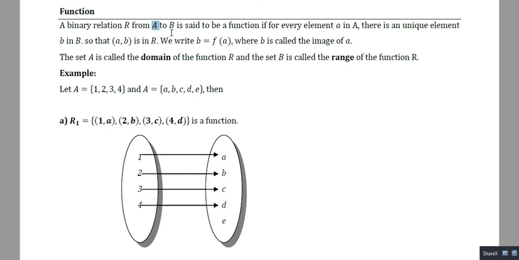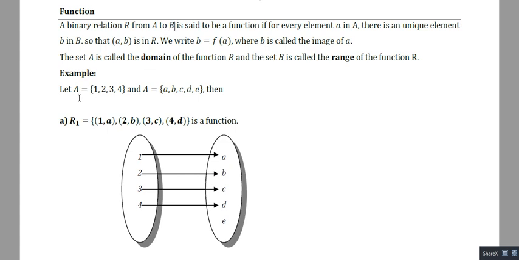Okay, so if small a represents the elements in set A, and small b represents the elements of set B, then we will write b equal to f of a, right? So the elements of set A are known as the input to the function, and the elements of set B are known as the result or the output of the function. B is also known as the image of A. Here all the elements of set A are known as the domain of the function, and the elements of set B are known as the range of the function, right?